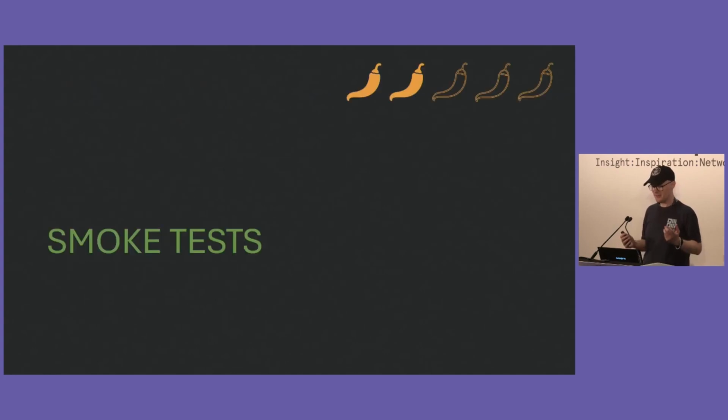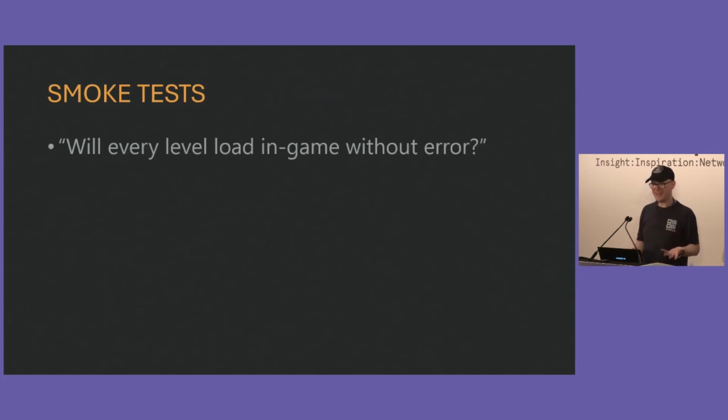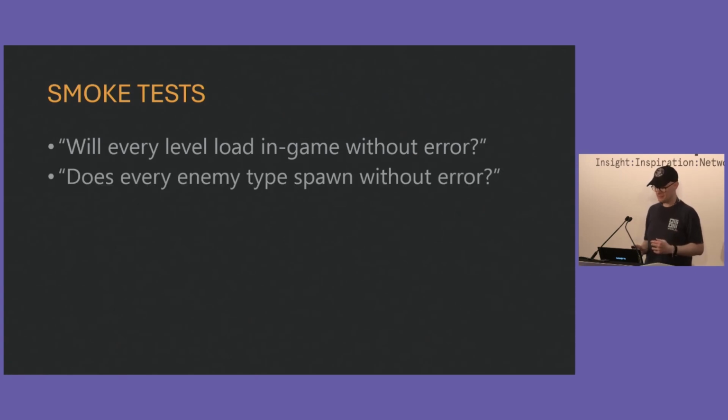Let's keep going. So this is smoke test. This is 2 spicy chilies. Smoke tests in Rollerdrome answer these kinds of questions. Will every level load in-game without error? Will every enemy type spawn without error? Maybe there's a problem with the way the prefab is set up. Maybe there's a problem with a material or whatever. But does every enemy load right now in some way?